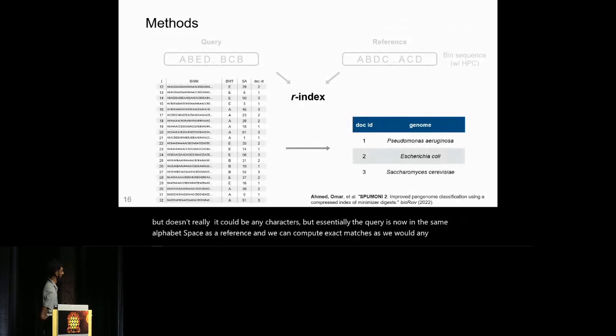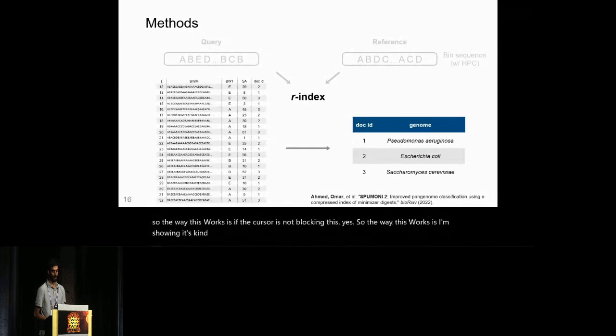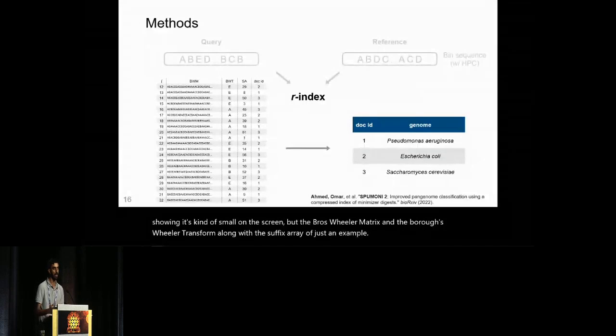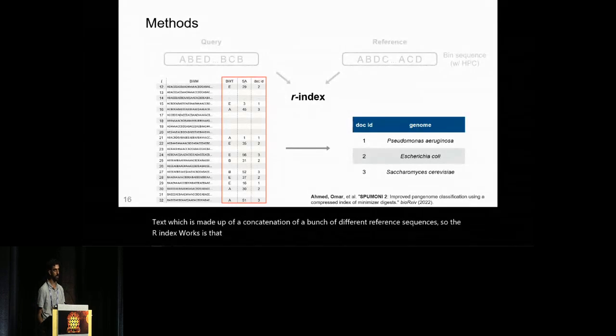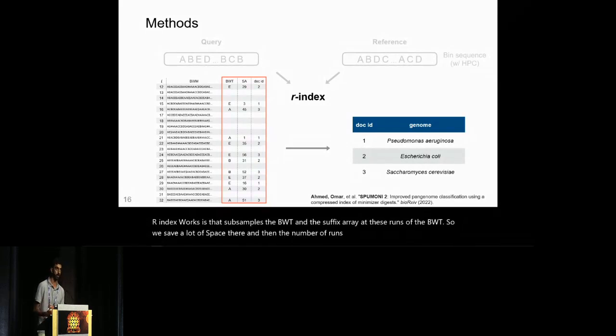And so the way this works is, I hope the cursor's not blocking this. Yes. So I'm showing, it's kind of small on the screen, the Burrows-Wheeler matrix and the Burrows-Wheeler transform along with the suffix array of just an example text, which is made up of a concatenation of a bunch of different reference sequences. The way the R-index works is that it subsamples the BWT and the suffix array at these runs of the BWT. So we save a lot of space there, and the number of runs grows sublinearly relative to n.